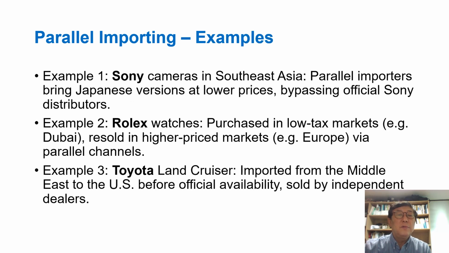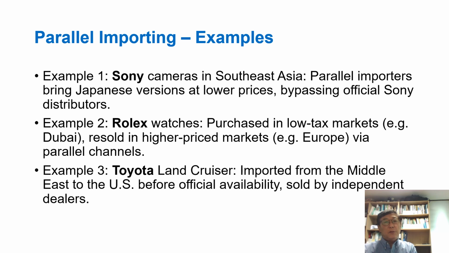An example is the Sony camera in Southeast Asia, in countries like Malaysia and Singapore. Parallel importers bring the Japanese version at lower prices, bypassing official Sony distributors. They buy from Singapore and sell to India or Indonesia, not through the authorized dealers, but through unofficial dealers in different countries.